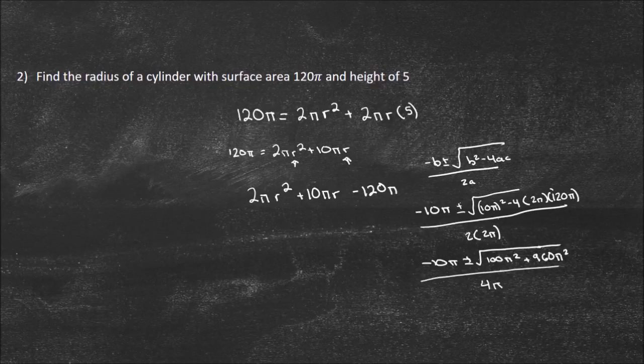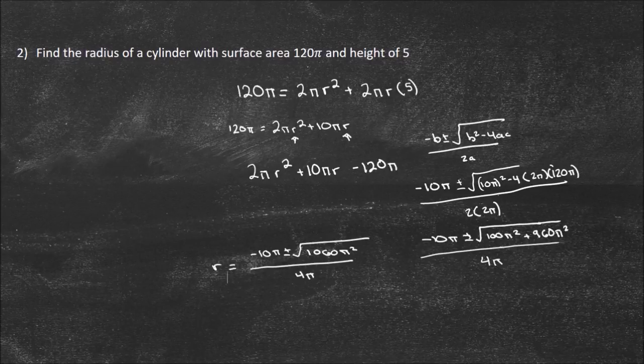Okay, so now what do we have here? We have negative 10 pi plus and minus the square root of 1060 pi squared divided by 4 pi. And r equals this. But we have to be careful here because one of these is going to give us a negative answer and one's going to give us a positive. So right now it looks like we have 2 solutions, but we really only have one.